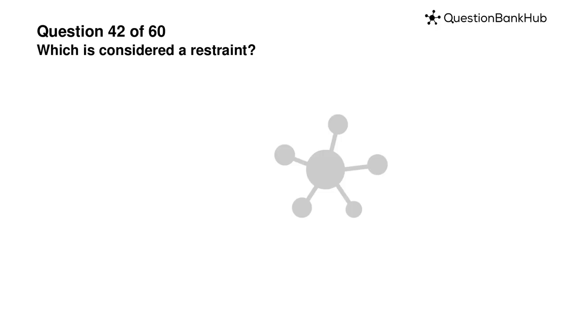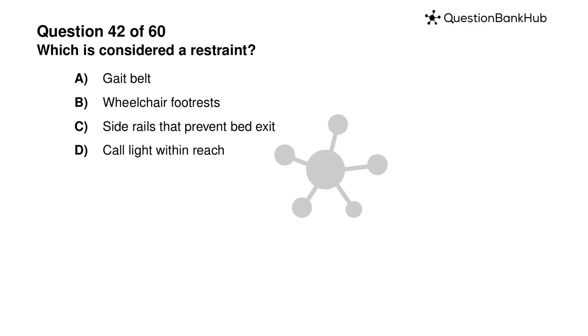Question 42. Which is considered a restraint? A. Gait belt. B. Wheelchair footrests. C. Side rails that prevent bed exit. D. Call light within reach.